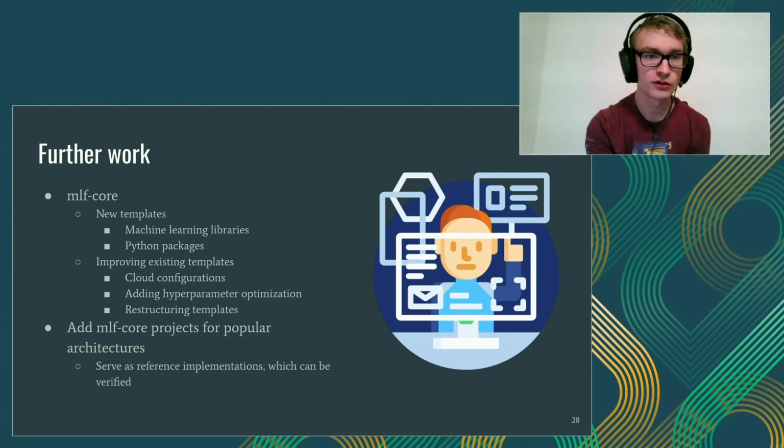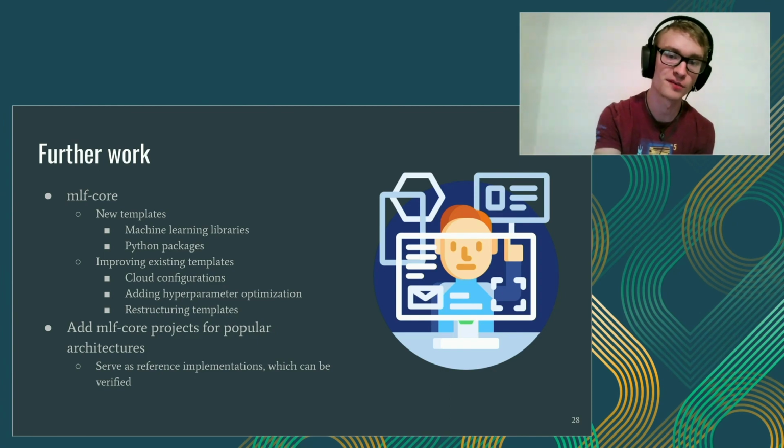Further work, what are we going to do? So we will be trying to add more templates for even more machine learning libraries that are supported in MLflow. We will try to provide templates that basically give you a simple way to create Python packages to integrate them into more complex pipelines. We will be working on improving existing templates to provide even cloud configurations, hyperparameter optimization, and these kind of things. And we will also try to add a couple of more advanced example MLf-core projects for popular architectures, for example, for a GAN or for a variational autoencoder, these kind of things, for reference implementations.